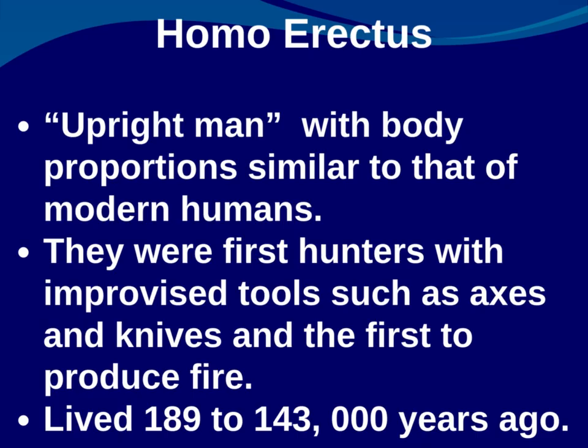Homo erectus, upright man, with body proportions similar to that of modern humans. They were the first hunters with improvised tools such as axes and knives, and the first to produce fire. They lived 189,000 to 143,000 years ago.